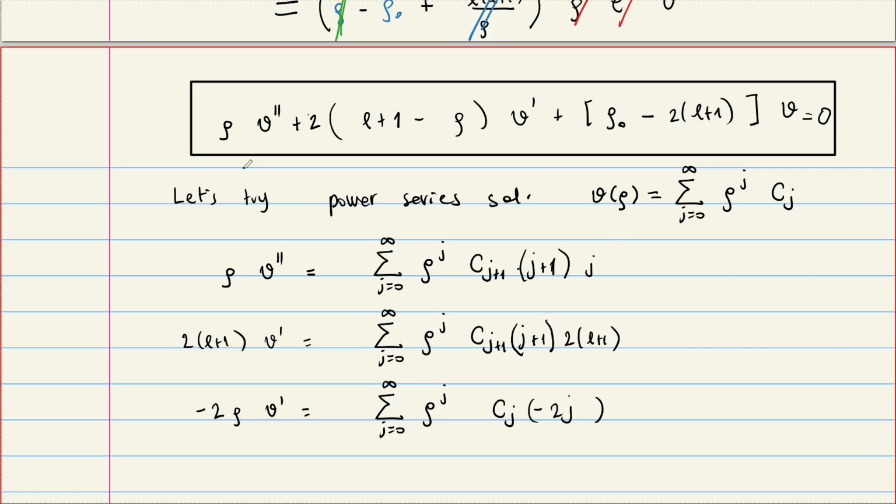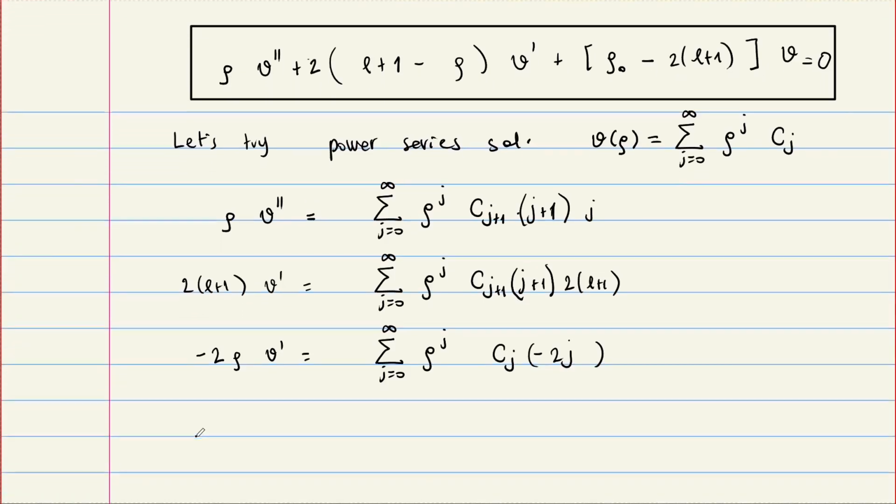So I got the entire first derivative term, and there's only the last term. Let's also write that last term. So this is rho 0 minus 2L plus 1, this entire thing, multiplying v, is equal to this thing times this entire thing.